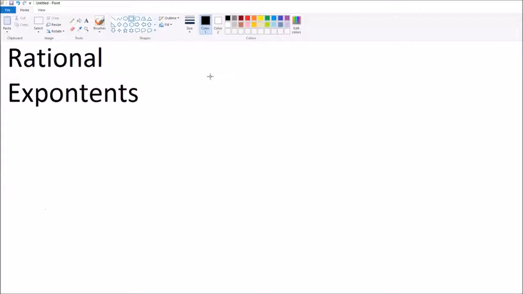Rational exponents. Now you must be guessing, what is a rational exponent? First, let's start off with this. This is not a rational exponent. This is a radical.